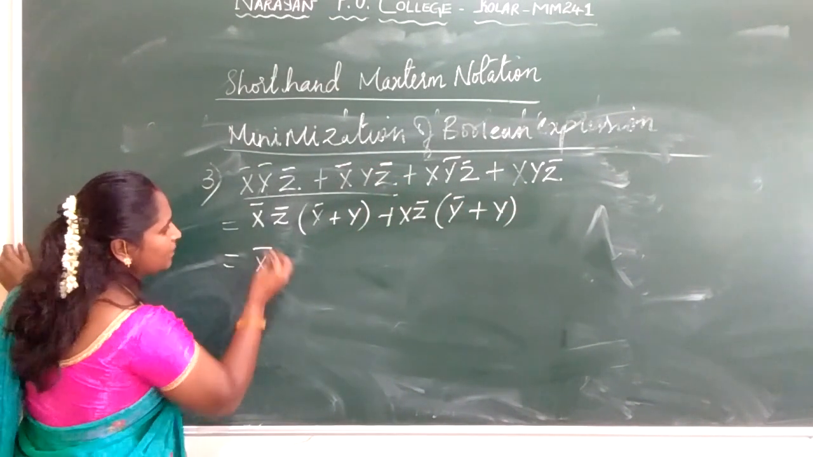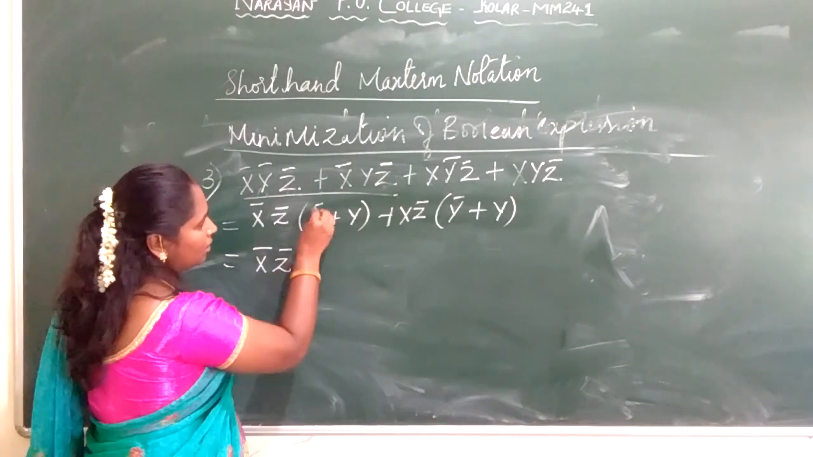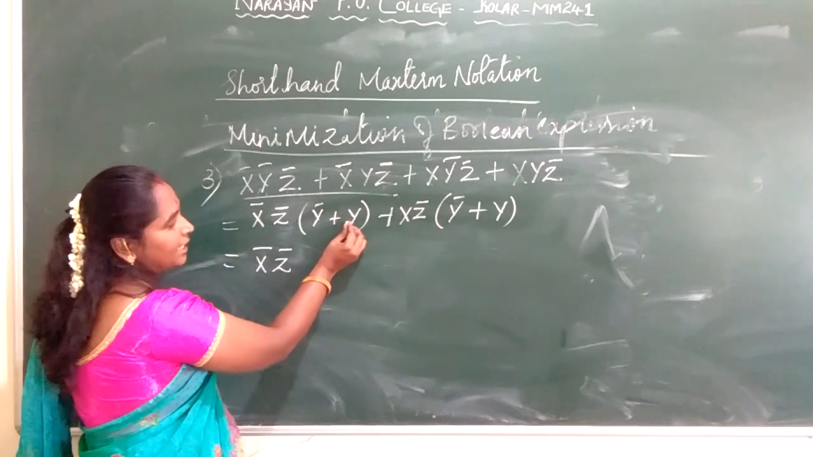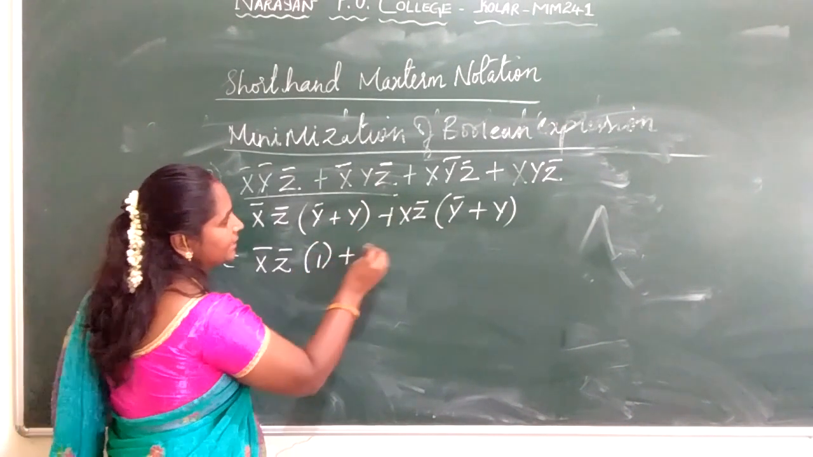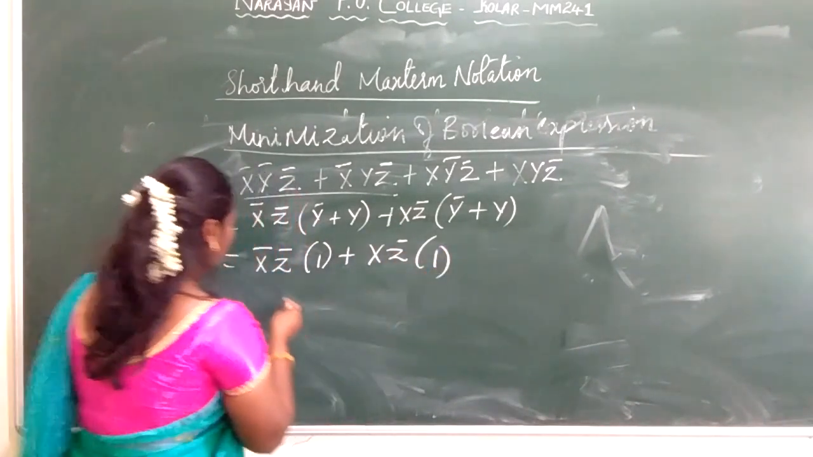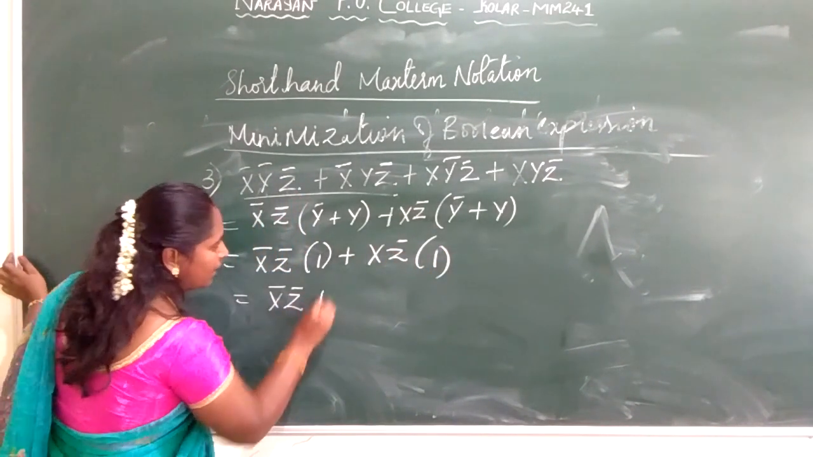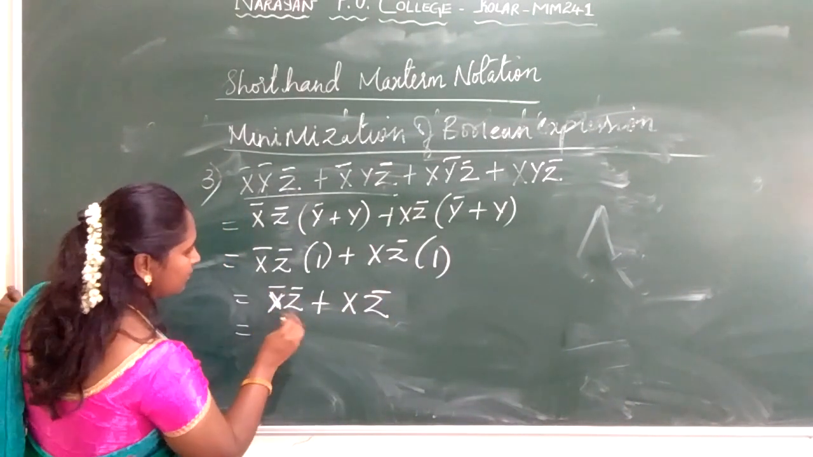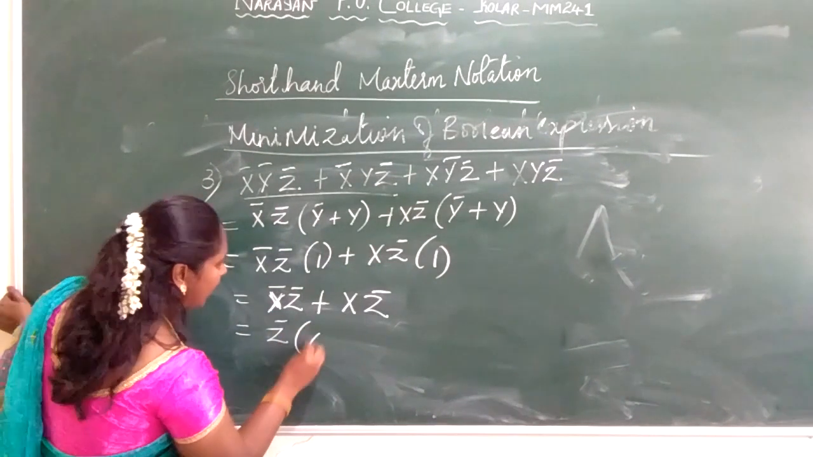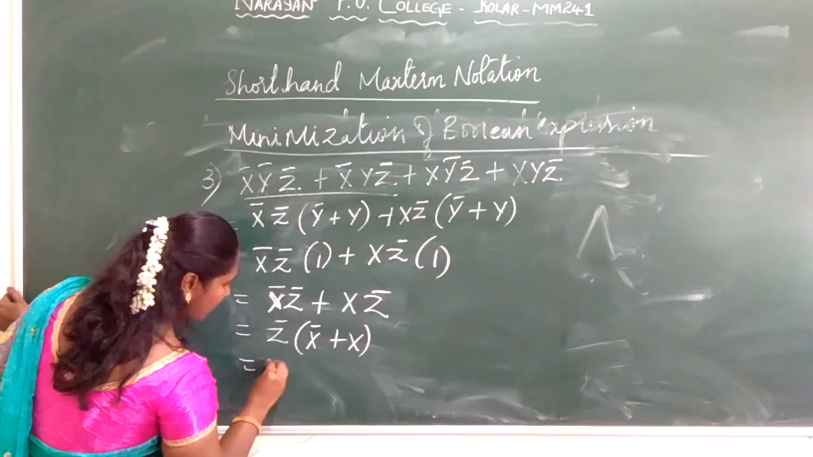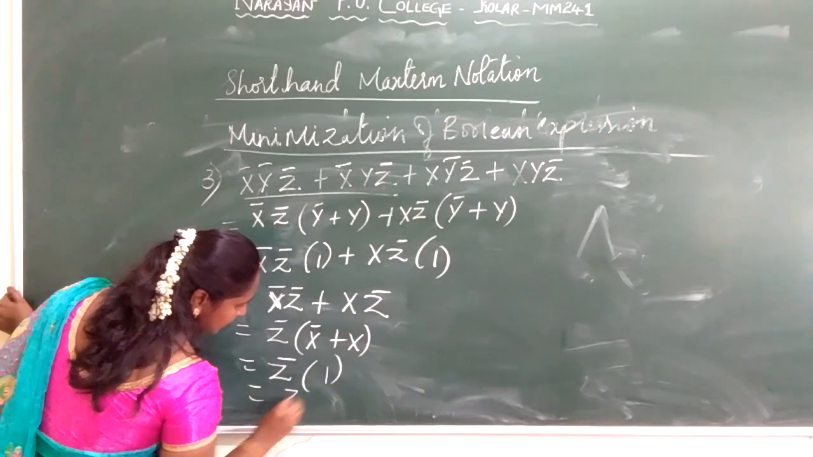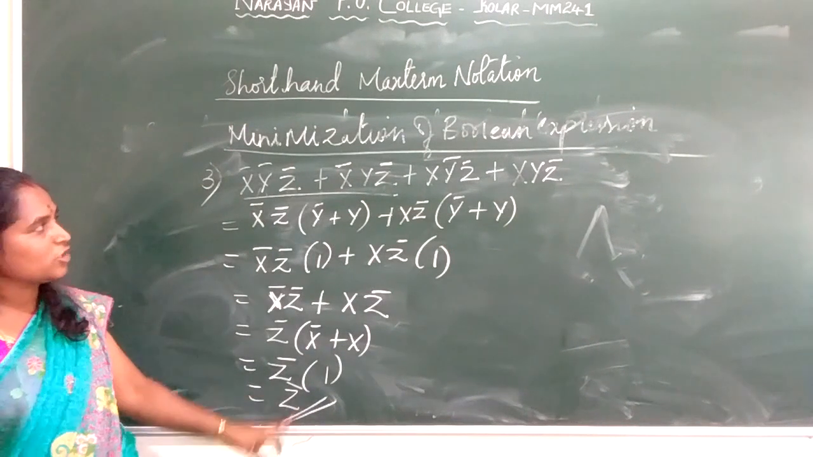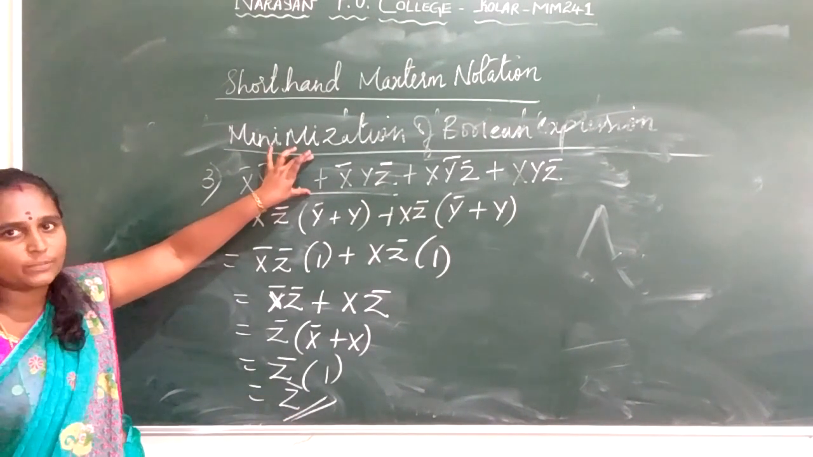So this is x bar z bar. This is nothing but your complementary law, that is x plus x bar is equal to 1, plus as it is x z bar 1. Now you got the expression x bar z bar plus x z bar. In this, which one is the common thing here? It is z bar. So here x bar plus x is 1, that is nothing but z bar. So this is your minimal SOP of your Boolean expression. This is a canonical SOP of your Boolean expression.